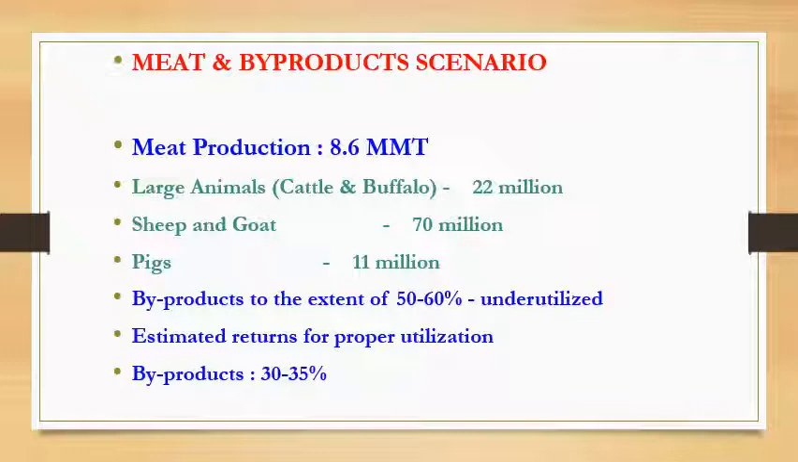From this, a large amount of byproducts is produced, and only about 50 to 60% is utilized. And if all these things are properly utilized, then it can give us a very huge economic return. And as I told earlier, the byproducts make up around 30 to 35% of the total weight of all livestock on an average. So this shows an idea about the quantum and potential for utilizing different byproducts.